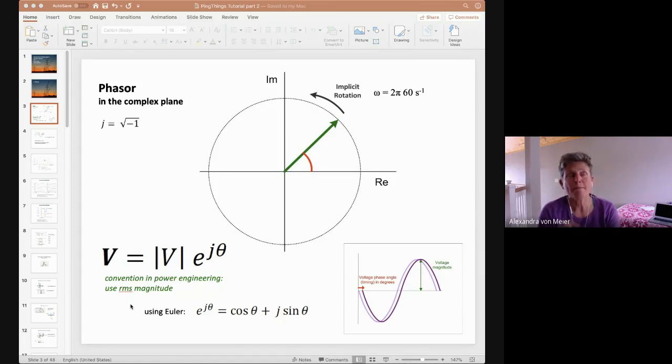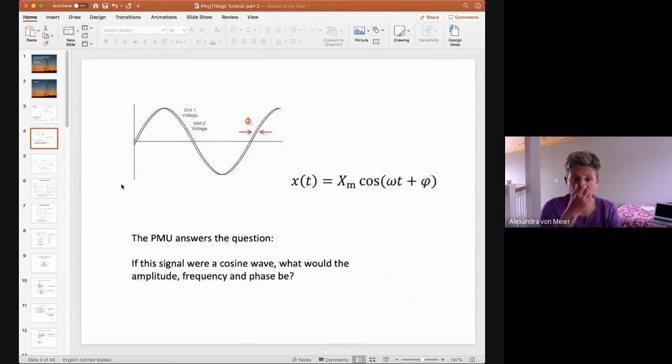And measuring the phase angle difference between a current and a voltage is something that you don't need a GPS clock for because you're in the same location. So your measurement device has one local clock that it can use. So that's not too complicated. So this is just summarizing the waveform that we're representing.